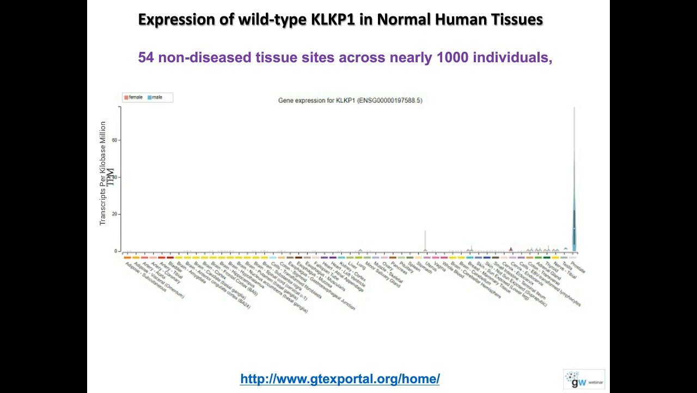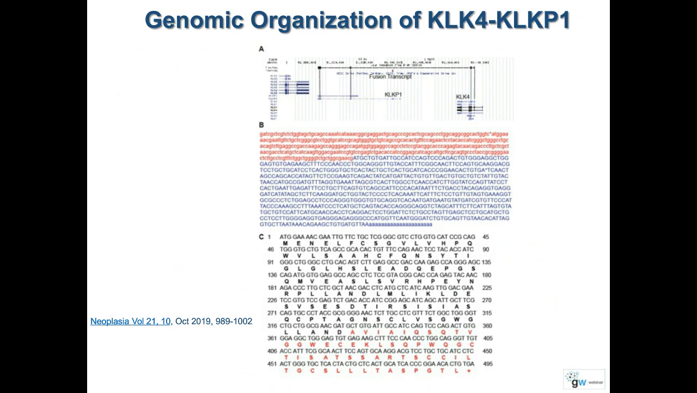But what we found was the fusion, KLKP1 after fusion with KLK4, is expressed only in prostate cancer tissue, but you don't find the fusion in the benign prostate, as I showed you in the previous slide. So that adds more functional importance for the role of the pseudogene in prostate cancer. So here I will show you in this slide the genomic organization of this fusion gene.